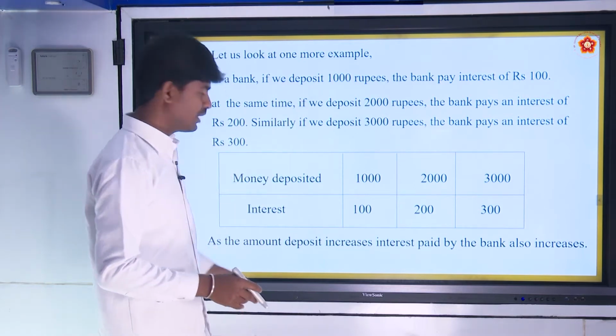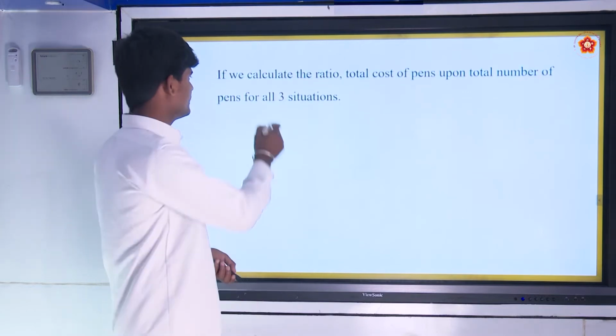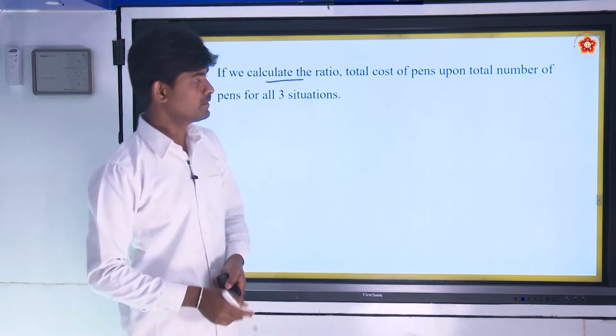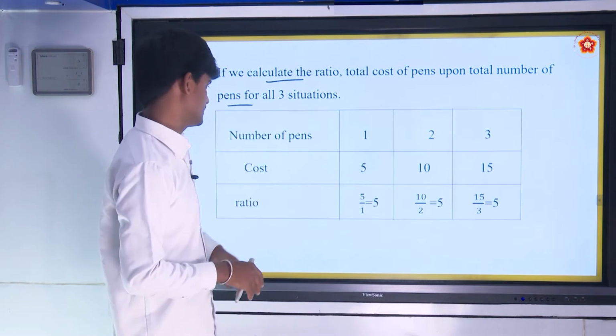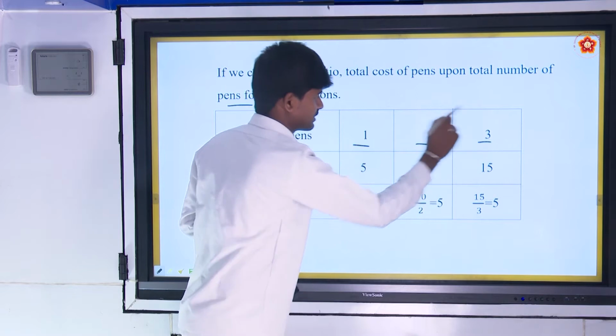Now we can take the ratio for these two examples. First, we calculate the ratio of the total cost of pens to the total number of pens for all three situations. First, the number of pens, as we already know from the table: 1 pen, 2 pens, 3 pens.